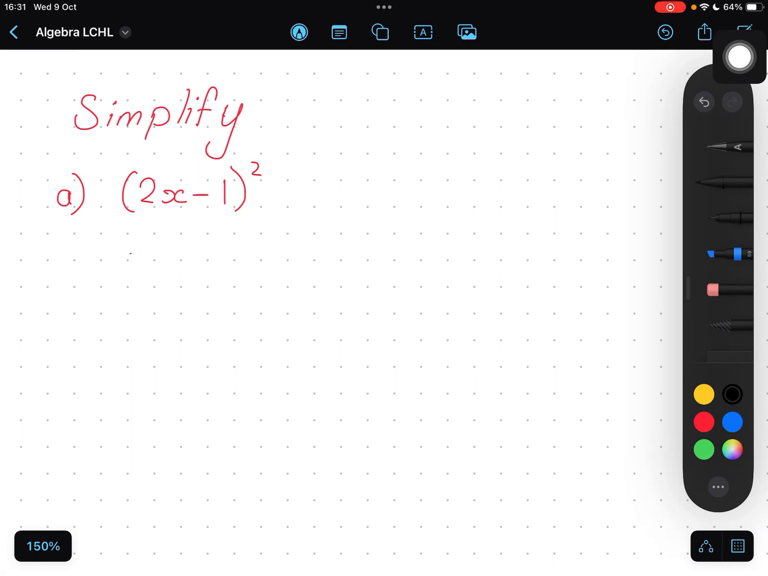Okay, so looking at our simplifying, this is one of the first questions we come across. Okay, something being squared. Now, this is junior cert ordinary level. The only thing that you need to remember here to make sure that you don't make a silly mistake is that it's a 2x minus 1 times itself. Okay, so 2x minus 1 times 2x minus 1. Okay, it is not like anything to do with the 2x by itself and the minus 1 by itself.